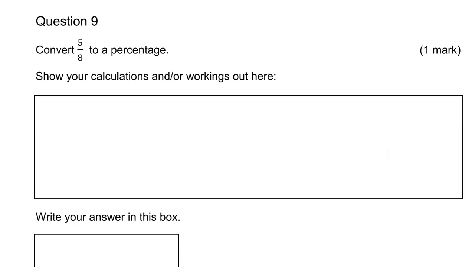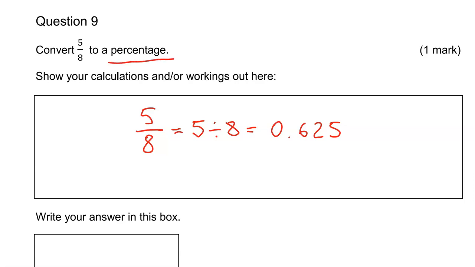Convert 5/8 to percentage. Show your calculations and the workings out here. So we've got 5/8. As you know, this fraction line means division. So this means 5 divided by 8. So if you use a calculator, that gives you 0.625. So that's as a decimal. We need to convert this into a percentage. The shortcut is to multiply by 100. So 0.625 multiplied by 100.